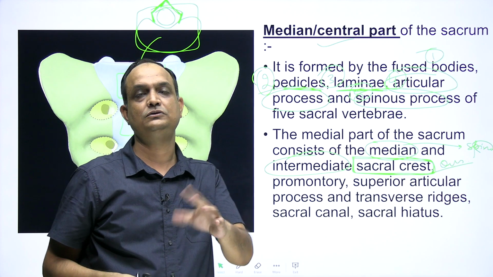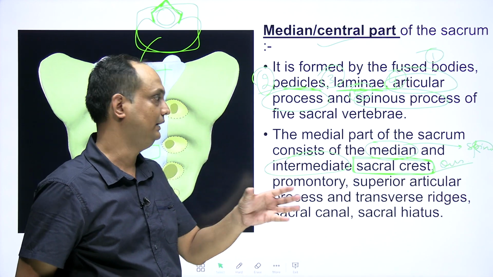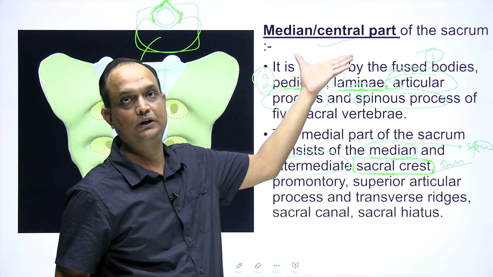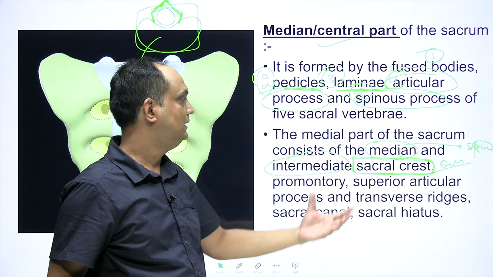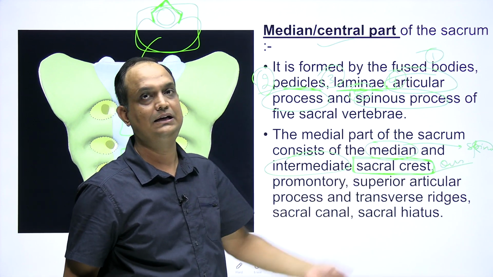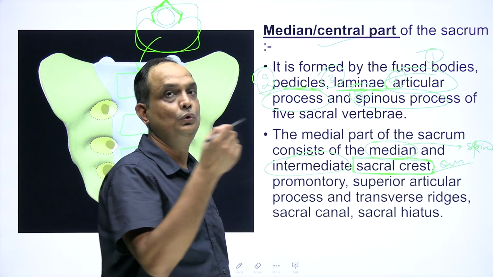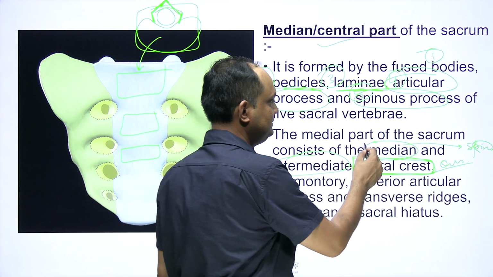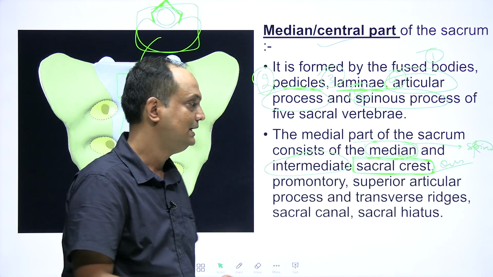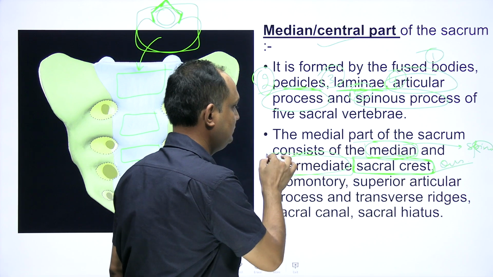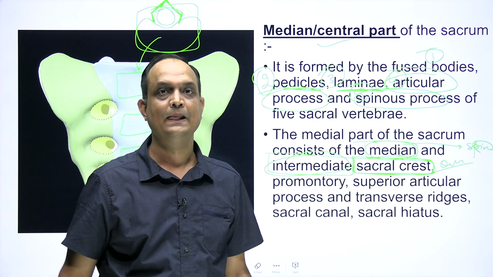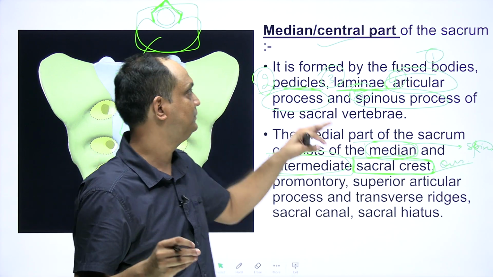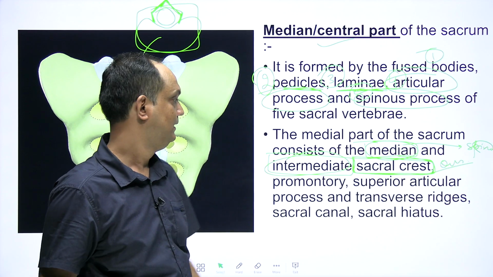Sometimes you have this question in exam, which of the following sacral crests is not part of the median component. Why? Because the median and intermediate sacral crests are formed by 2 parts of a typical vertebra. What are they? Spinous process, which forms the median sacral crest, and articular processes which form the intermediate sacral crest. The lateral sacral crests are formed by the transverse processes, and transverse process is not in this list.